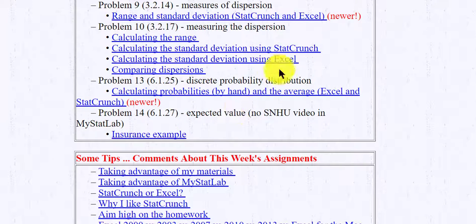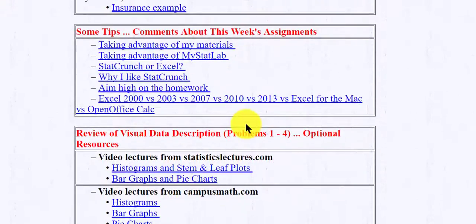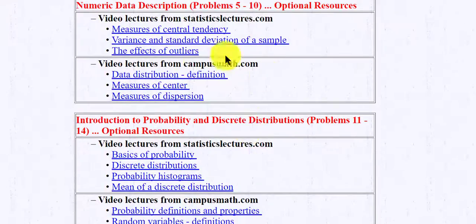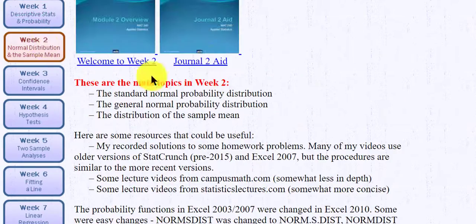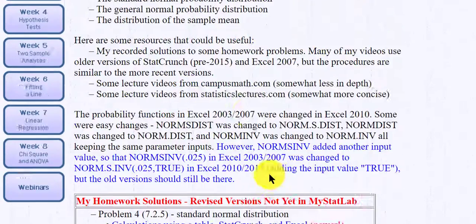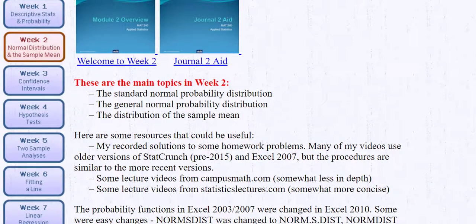Again, I try to focus on StatCrunch. But if you wanted to look at Excel, that's fine too. But I do feel like StatCrunch does a great job with the heavy lifting. And you'll notice there are some supplemental resources also attached to this website. So that's week 1. Next week you'll do week 2, and so on. So I hope you take advantage of these resources. I think they will be very helpful.